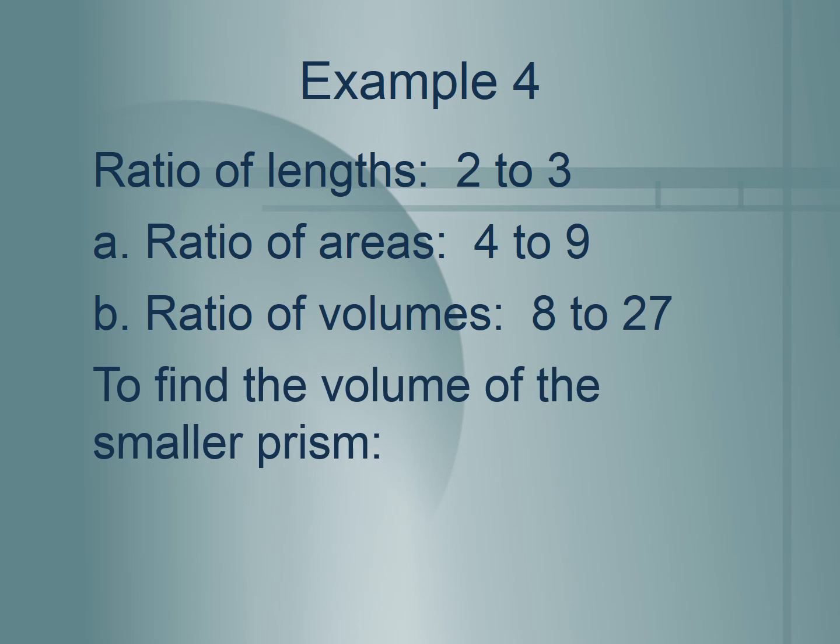If we want to find the volume of the smaller prism, we set up this proportion. We need the volume of the smaller prism over the volume of the larger prism, which we saw was 1,215. And that we will set equal to the ratio of volumes, which was 8 over 27. Then we cross multiply, and then we can solve for the volume of the smaller prism.